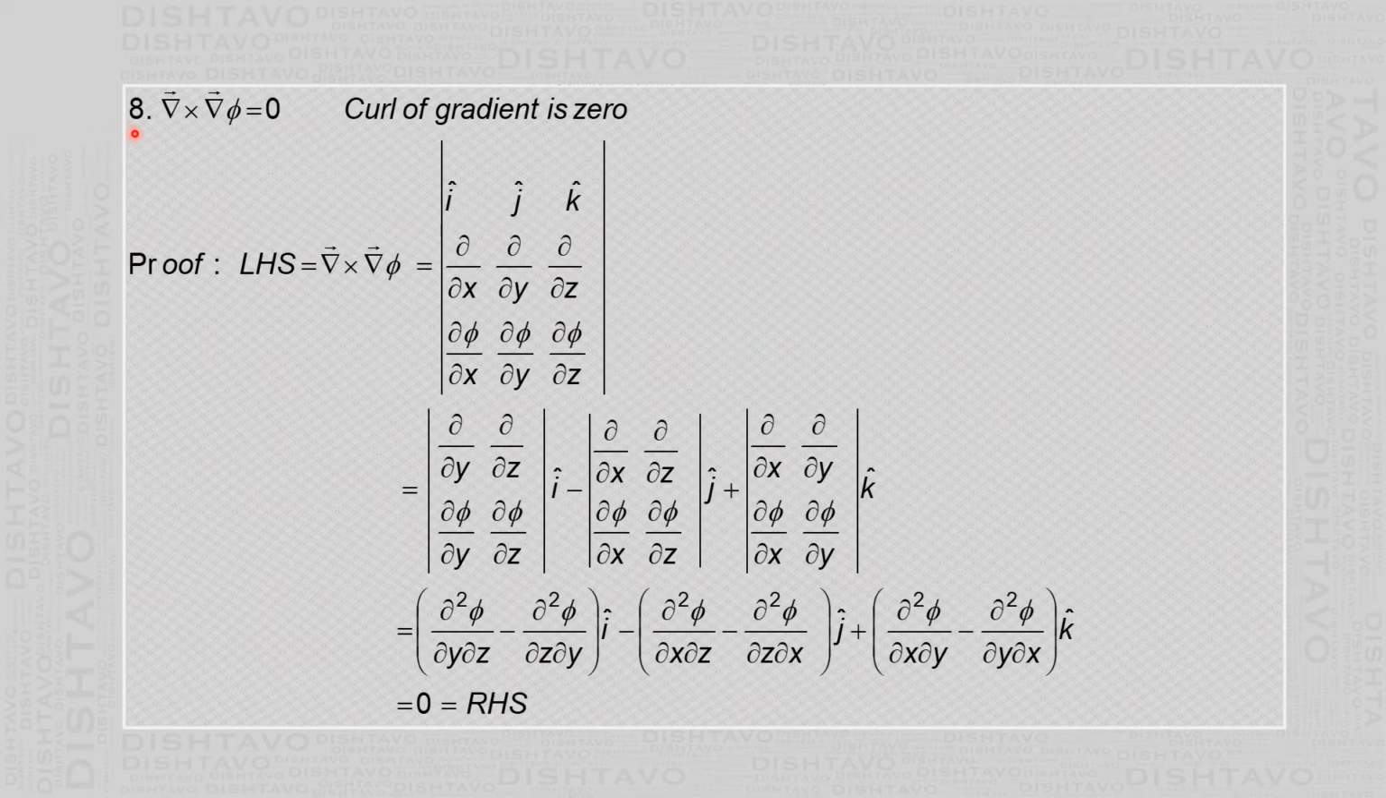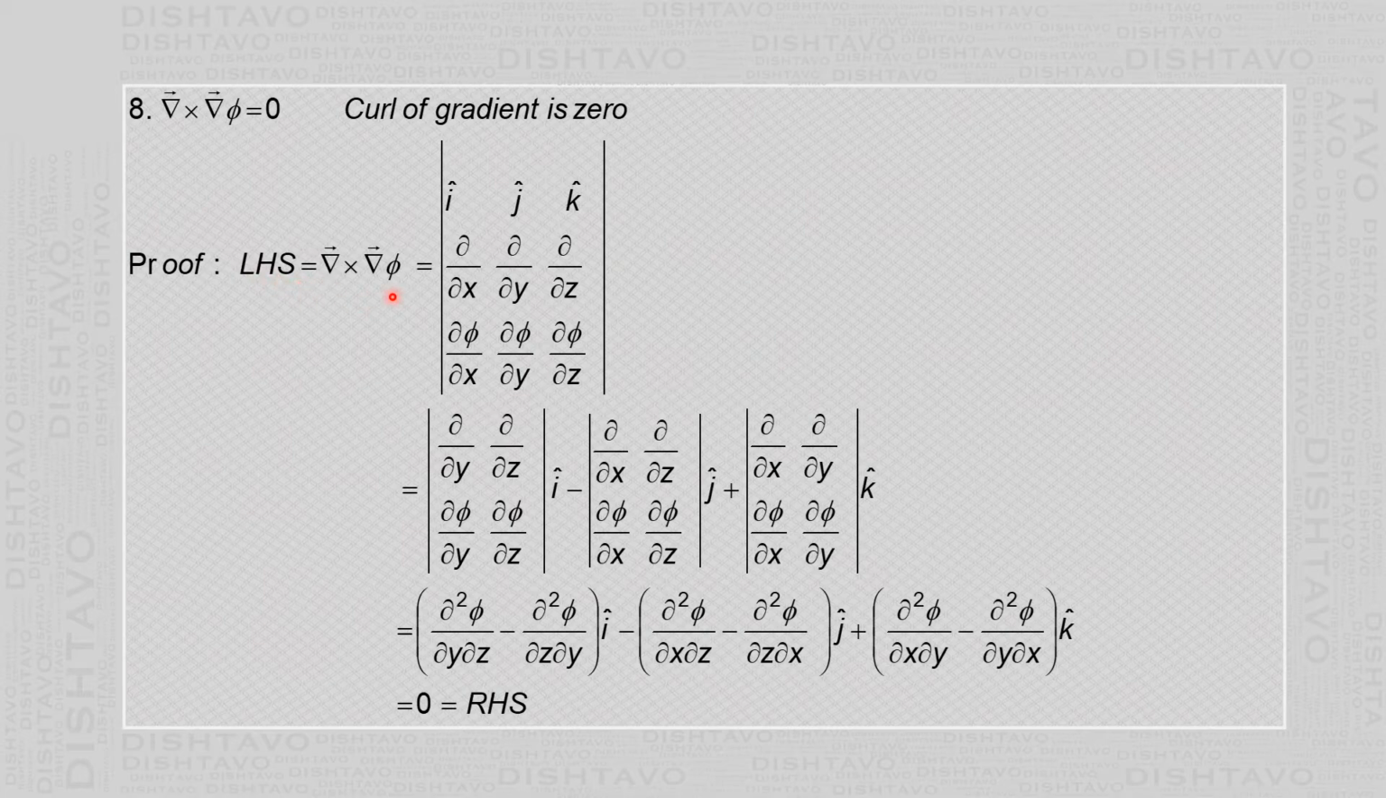Eighth identity is del cross del phi equal to 0. That is, del cross is a curl and del phi is a gradient of phi. So the curl of the gradient of the scalar function is equal to 0. To prove this, start with the left hand side, which is del cross del phi.